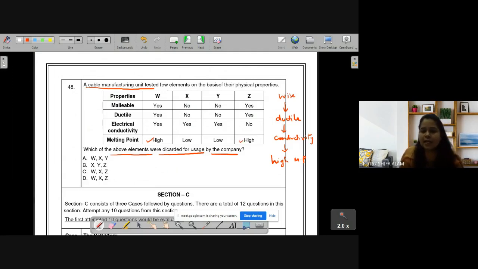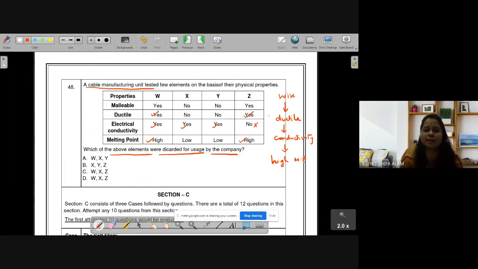W and Z are having high melting point, but Z does not have a good electrical conductivity, so Z is not there. W has good electrical conductivity as well as X and Y, but Z does not have. So we are left with W. Now, ductile nature is provided by W again and Z also. They are ductile in nature.